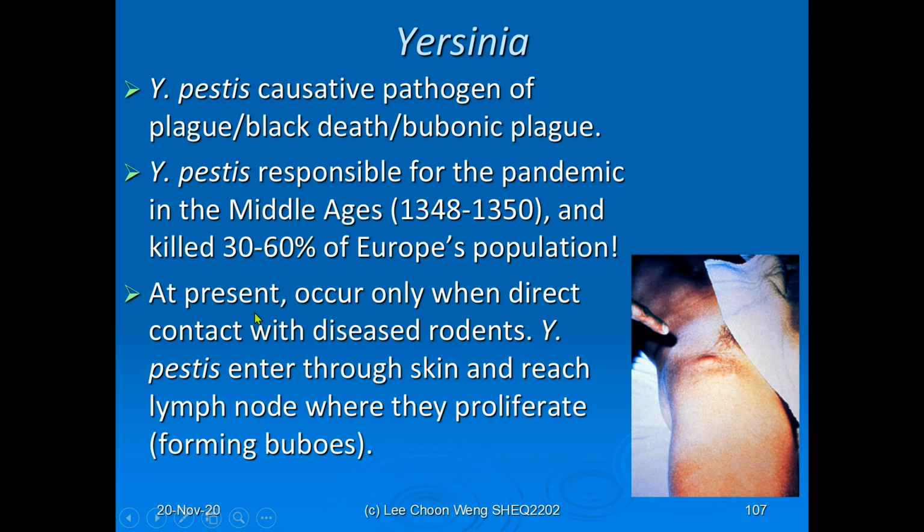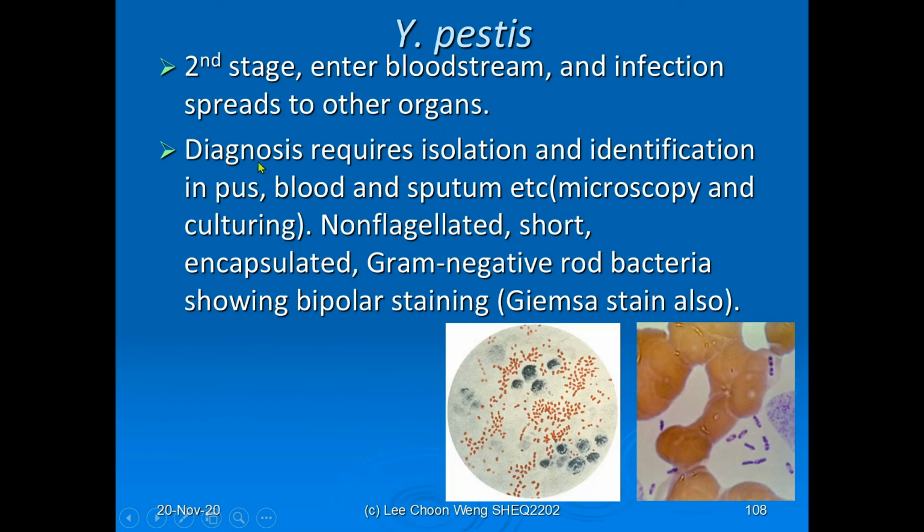So infection occurs when there is direct contact with a diseased rodent, a rat that has Yersinia pestis. The Yersinia pestis will enter through the skin and reach the lymph node, where they grow, forming buboes. So this is a bubo. At the second stage, the Yersinia pestis enter the bloodstream, then infection spreads to other organs.